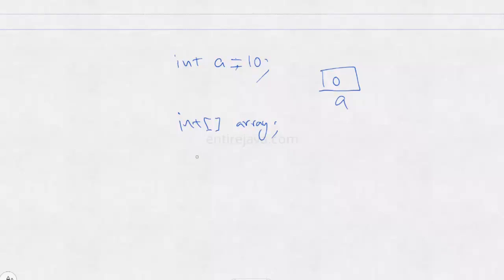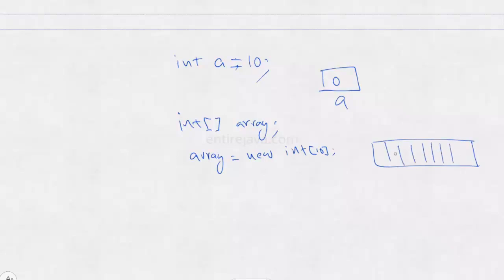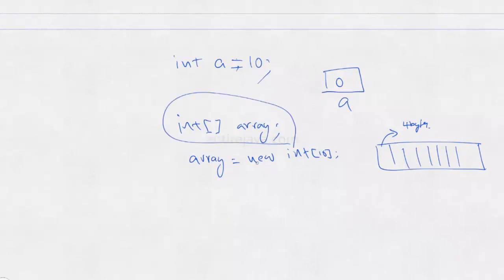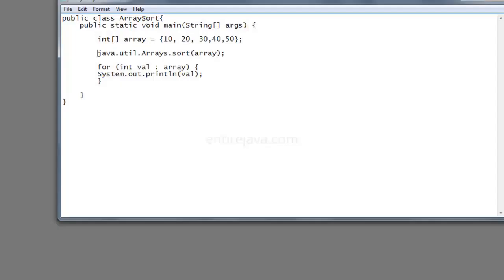So you need to say array equals new int of certain size. Then this would just create 10 memory locations, and each memory location would be of size 4 bytes. So this part is called declaration, and this is called initialization. Now let's go back to our workbench and see a few other examples.